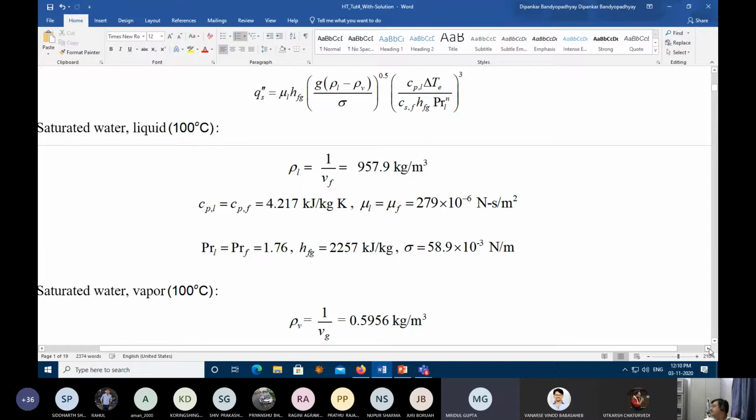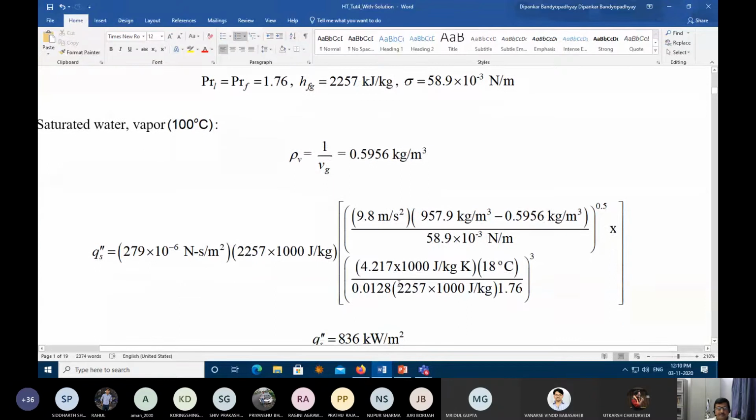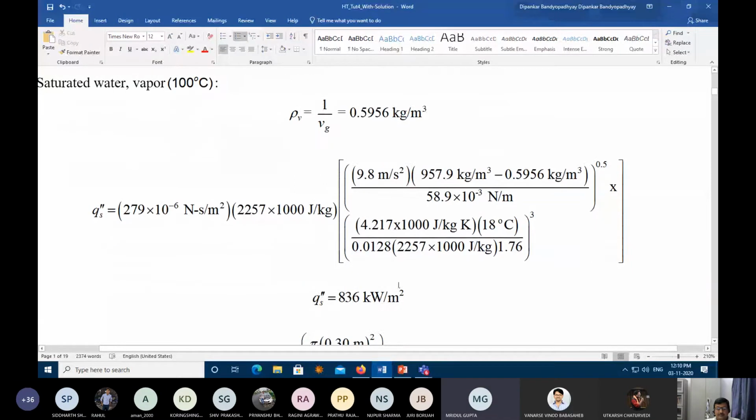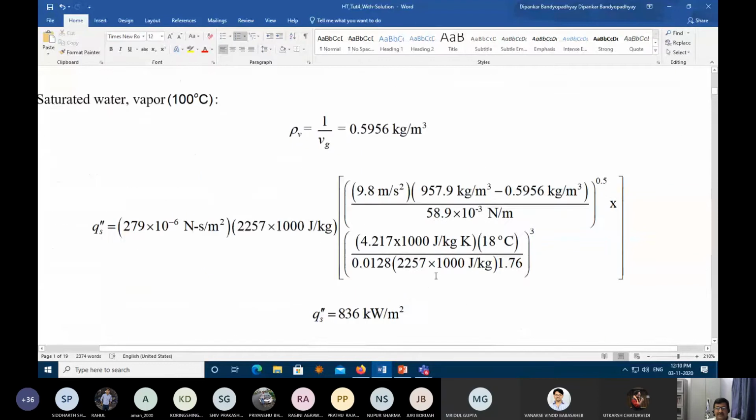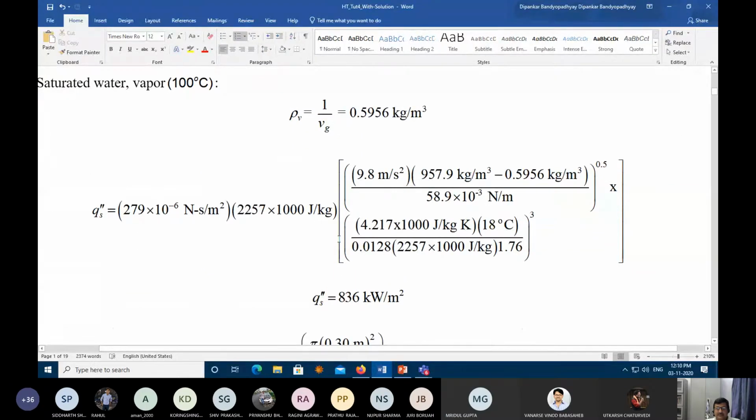Yes, sir, what will be the value of the CSF, that constant? You tell me what will be CSF. What is CSF first? It's a constant depending upon the different surfaces. Different surfaces, right? So you have filled in this delta T, which is your 18, right? Yes, sir. Here I can see CSF is taken to be 0.0128.